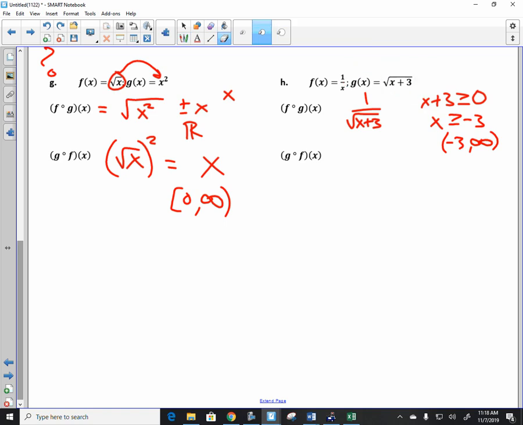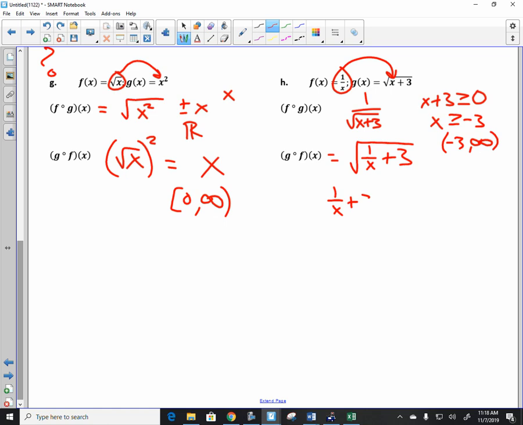The other domain is a lot trickier. G composed of f. So that means I take f and I plug it in here. And I get the square root of 1 over x plus 3. How do I handle that? We know that 1 over x plus 3 must be greater than or equal to 0, right? Do you remember when we dealt with nonlinear inequalities, how we solved those?